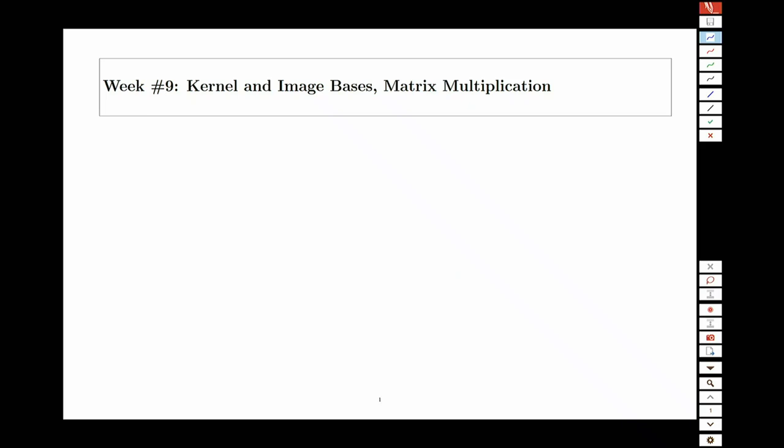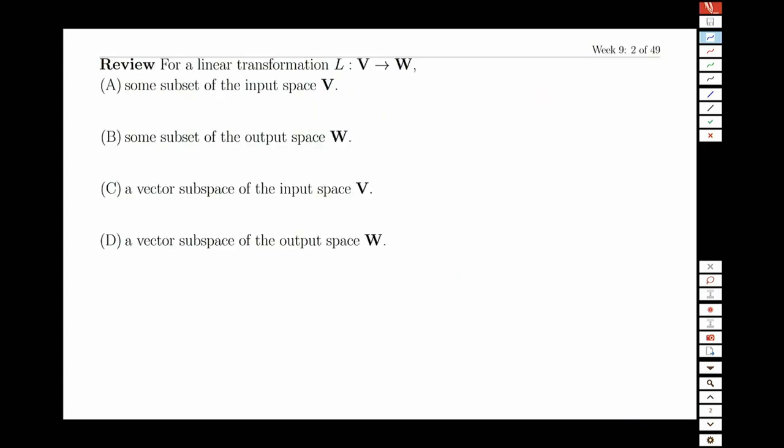We're going to open up with a few clicker questions off the top, as usual, for the start of the week. And we'll start off with our linear transformation questions, the main new topic from last week that we're going to explore further this week.